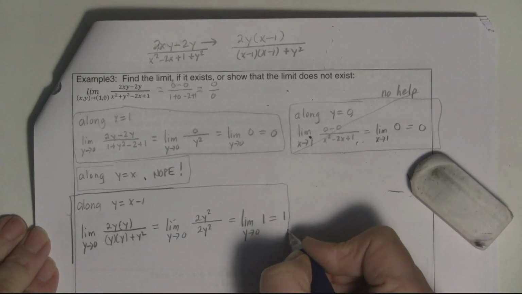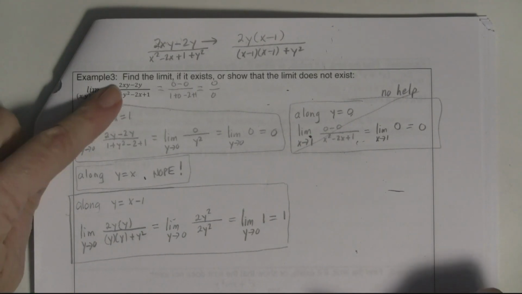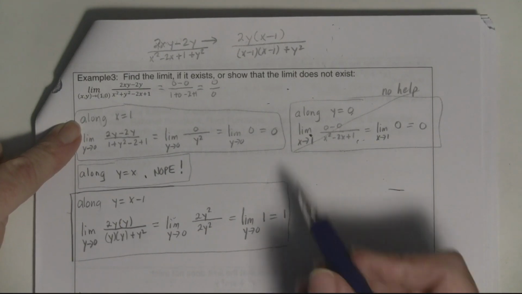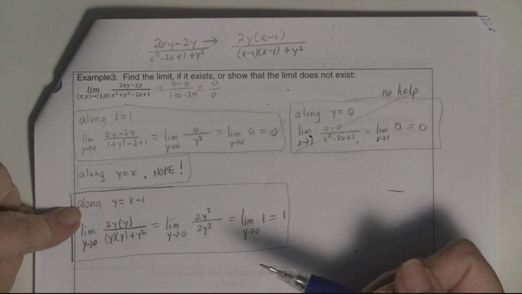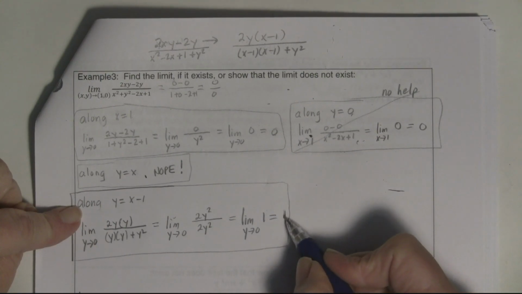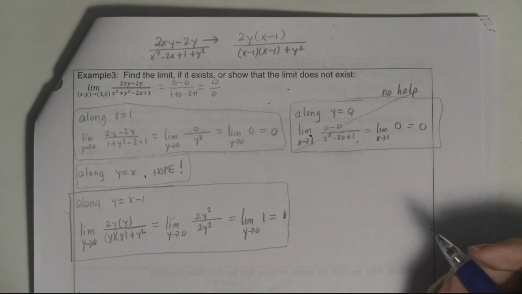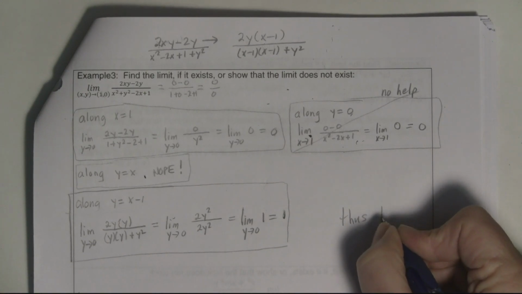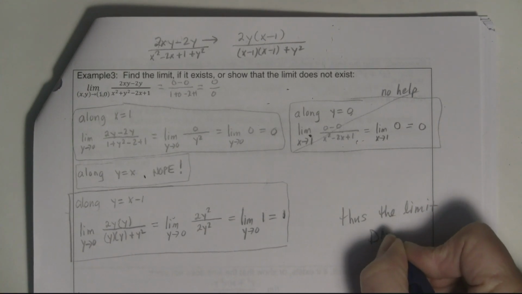And now we have done something that will be helpful because we have, going along one path here, x equals 1, we have a limit of 0. And here along this path, which is y equals x minus 1, we got to 1, a different height. And so because of these two things, we can say, thus, the limit does not exist.